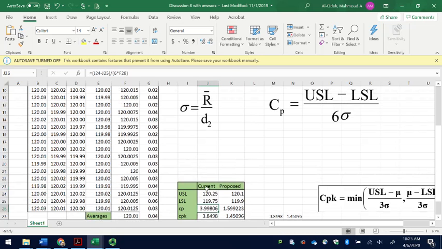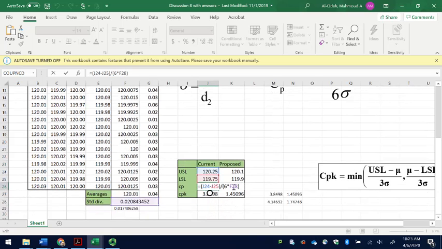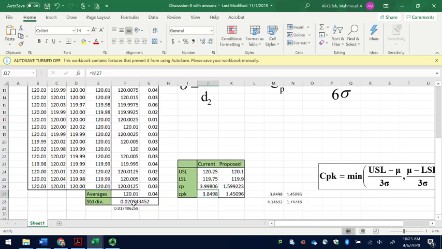Starting with the CP, the CP would be equal to the upper specification limit minus the lower specification limit divided by the 6 sigma. Upper specification limit, G24, this cell right here in blue, minus the lower specification limit, J25, divided by 6 sigma, which is 6 times this number right here, the standard deviation. And this will give you 3.998.